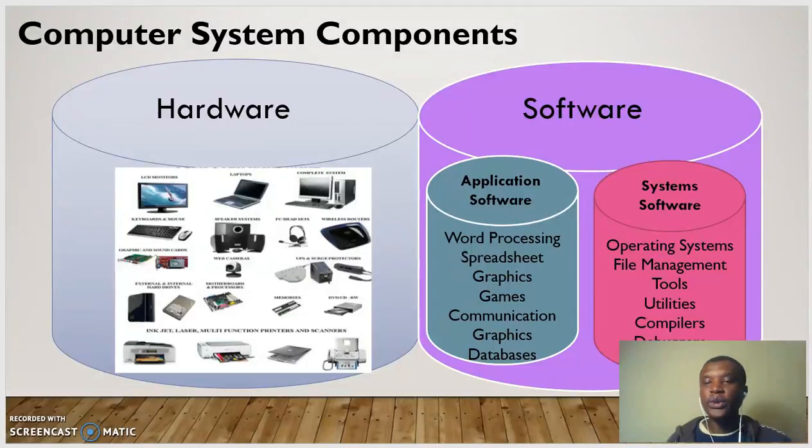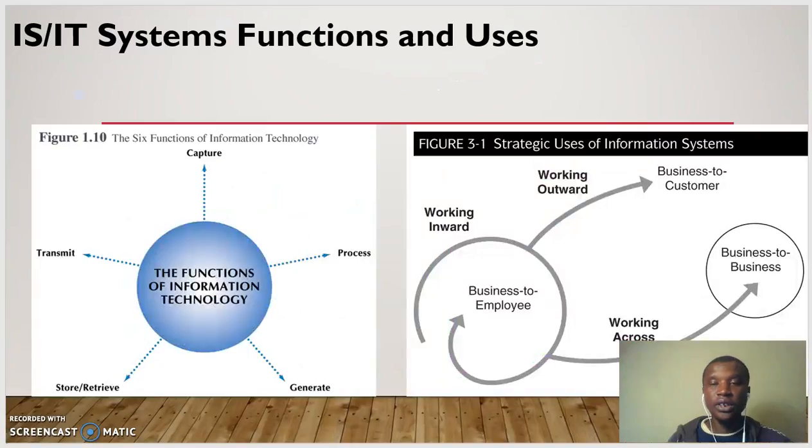And so, in terms of computer system components, a computer system comprises of hardware and software. Software includes application software, an example being a word processor, like Microsoft Word. System software, classical example would be operating system like Linux or Microsoft Windows. And as we look at the IT and IS system functions.